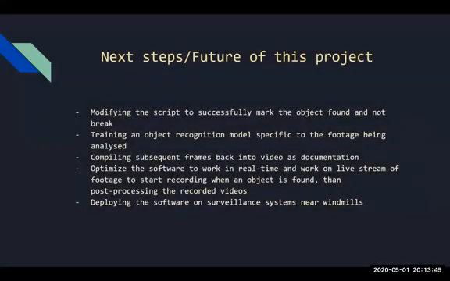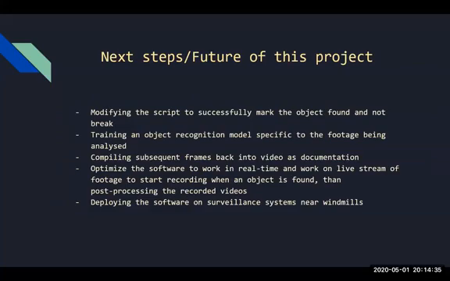The next steps and future projection that we have for this project, and what we would hope would happen next with it, would be modifying the scripts to successfully mark all the objects found and not break. Currently we ran into some issues where objects being found created heavy bug reports that we unfortunately didn't have enough time to get through all of them. Training an object recognition model specific to the footage being analyzed. So we would hope that we could get a more highly tuned model, and granted, with more videos being put through and more videos for the model to be trained on, it's going to get better with time as it goes.